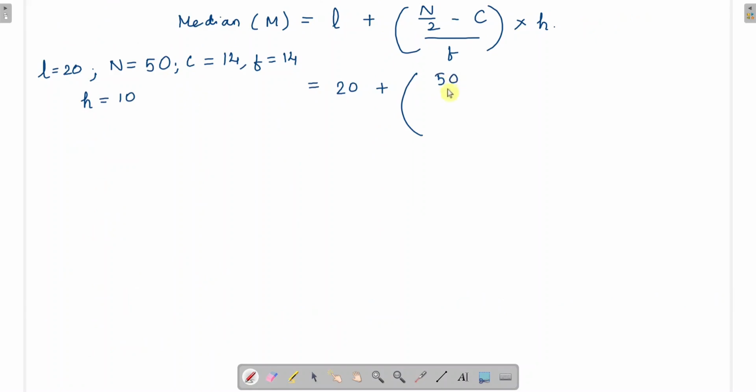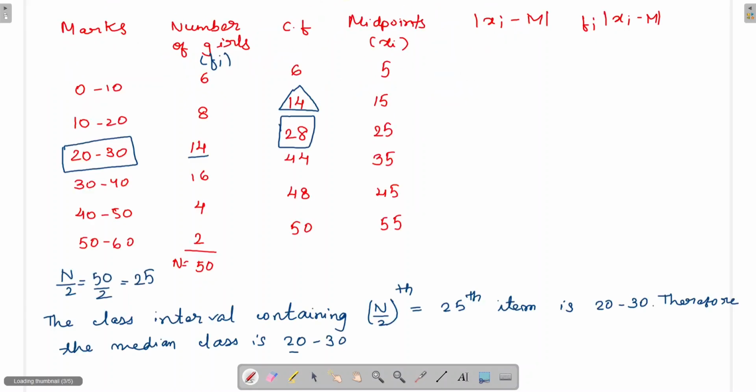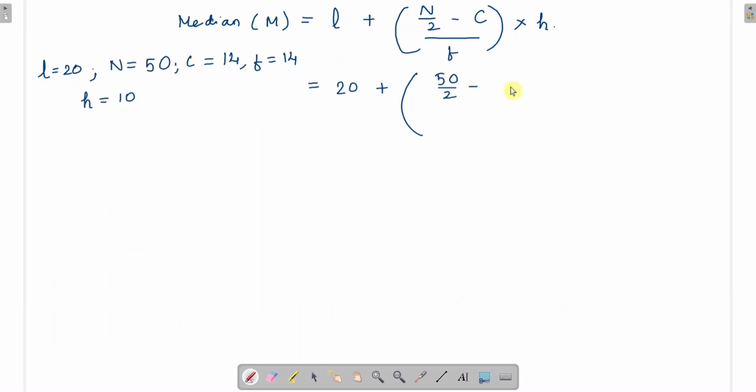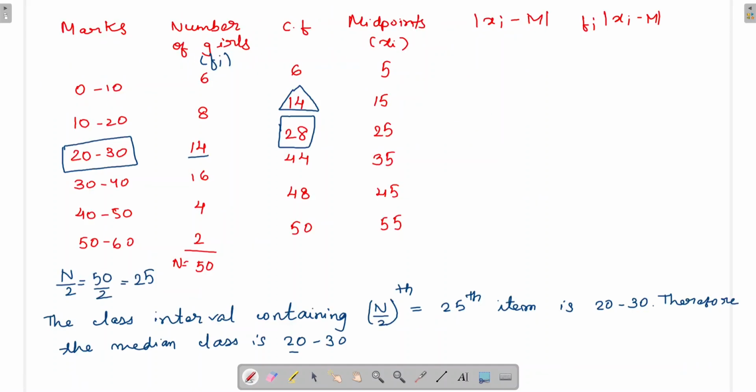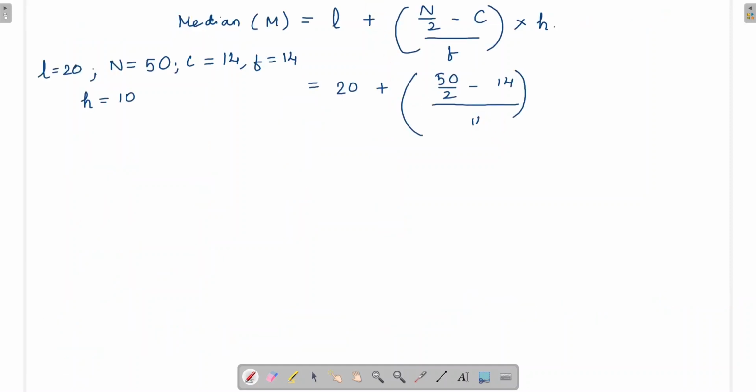So 50 by 2 minus C is 14, divided by F is also 14. Then H is 10. So 20 plus 50 by 2, which is 25, minus 14, divided by 14, into 10.